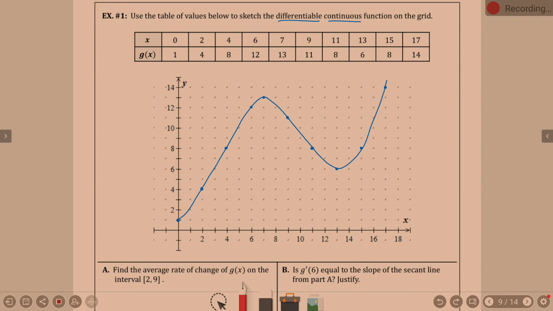Okay. You guys have your questions on the same page. I'm just going to be flipping back and forth, I guess. I don't know a better way to do this and make the graph so I can actually deal with it. A, find the average rate of change of g of x on the interval 2 to 9.